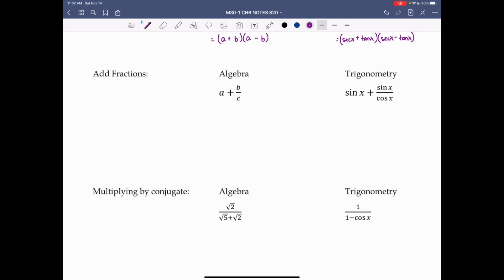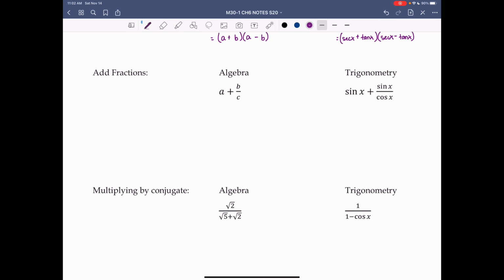Adding fractions. The algebraic expression is a plus b over c. To add fractions, we need a common denominator. A whole number or a variable can be written as a fraction by putting 1 underneath. We want the denominator to be c, so we multiply by c on top and bottom. Then we get ac over c plus b over c. Now we can add the numerators together. We get ac plus b all over c.